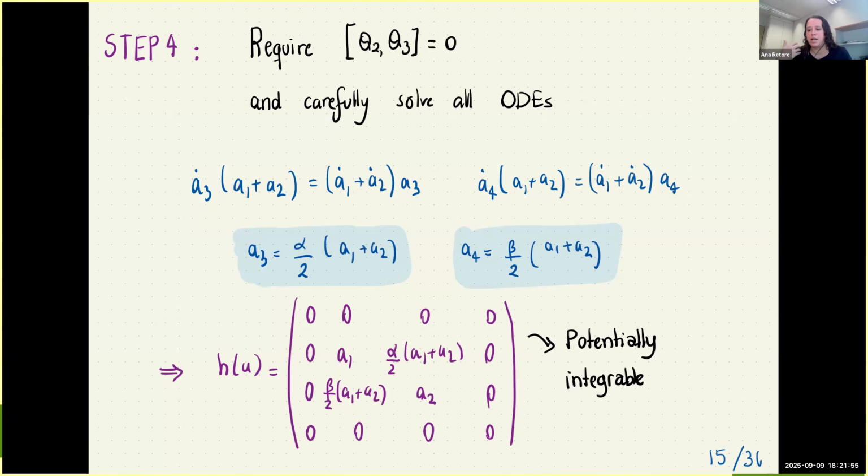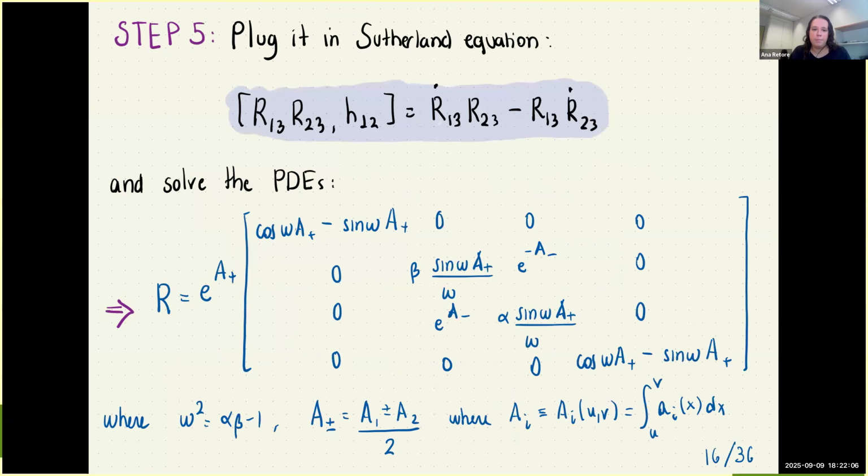So we are calling it potentially integrable because we don't know if it's fully integrable yet, but it satisfies the first condition. Now we can go back and plug this into the Sutherland equation and solve these PDEs for R. And what we obtain is this. It looks a bit ugly, but it's just a 6-vertex model.